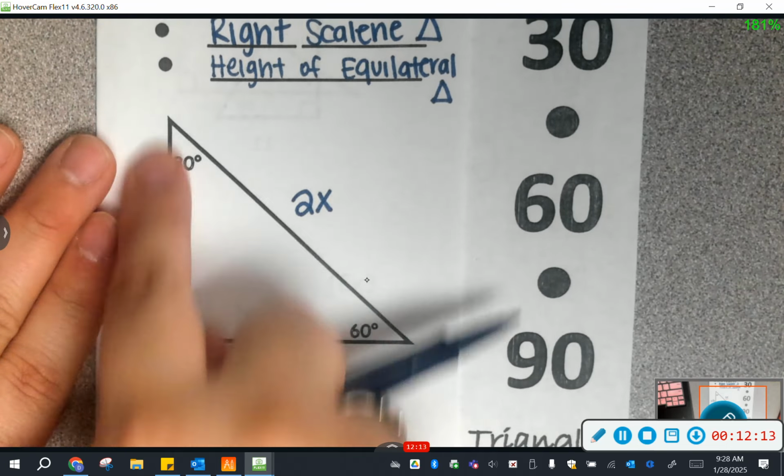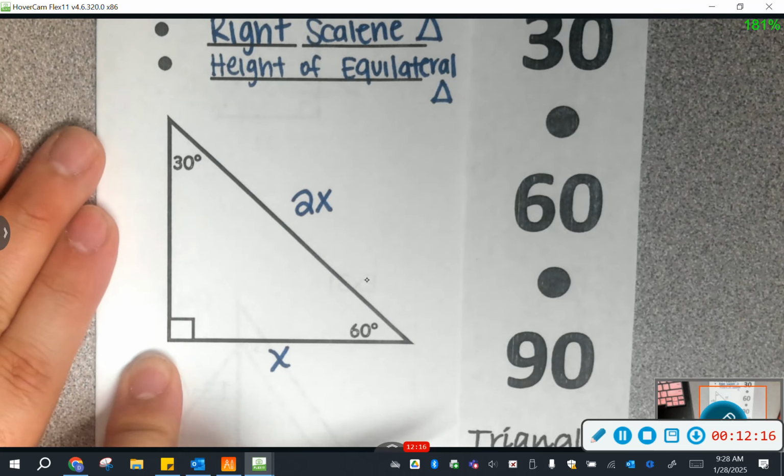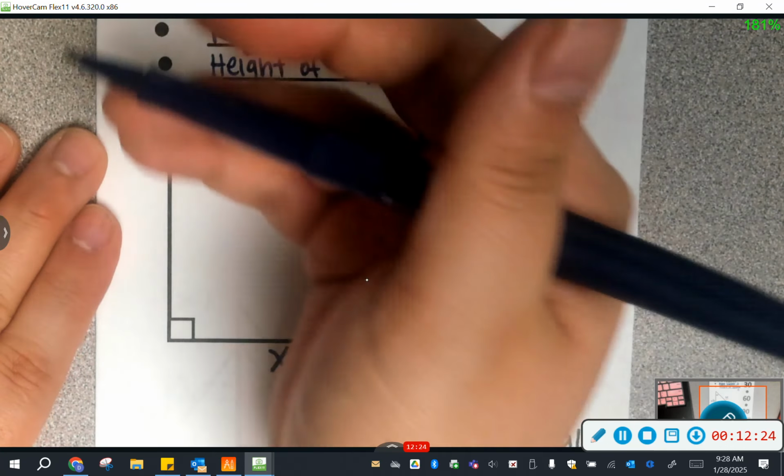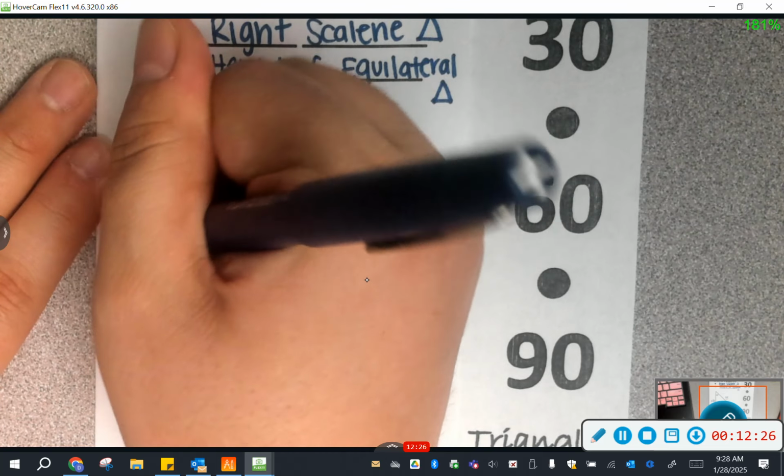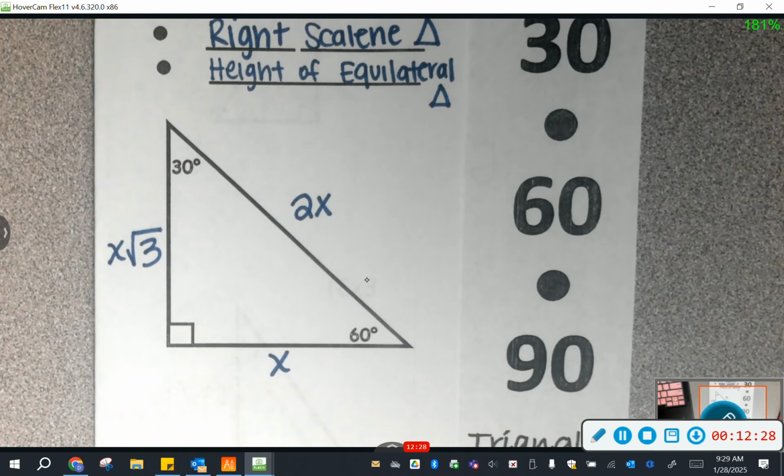And what did we do to the height? What did my height always have? Louder? The square root of? So it's going to be x square root of 3.